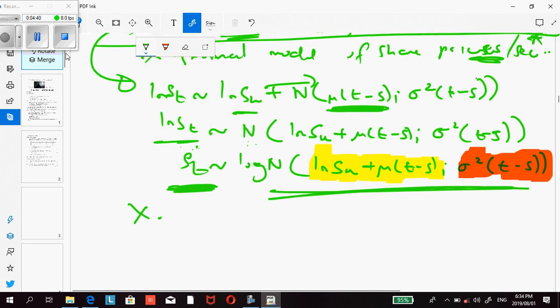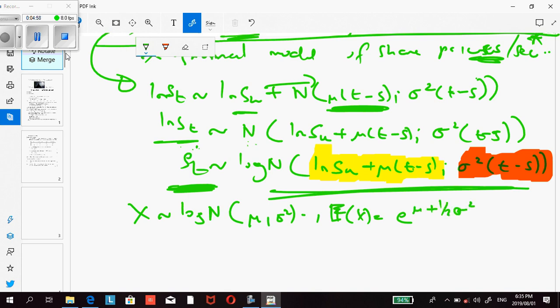if a random variable x is log normally distributed with mean mu and variance sigma squared, then the expected value of x is equal to e to the power mu plus a half sigma squared. Now, this mu is coming from this parameter and this sigma is coming from this parameter.